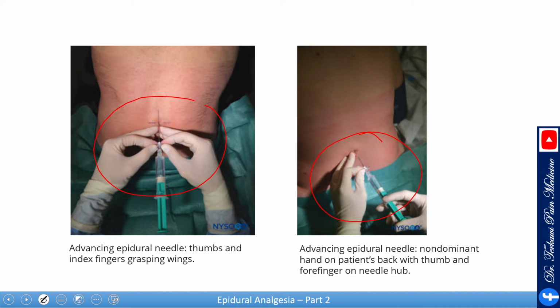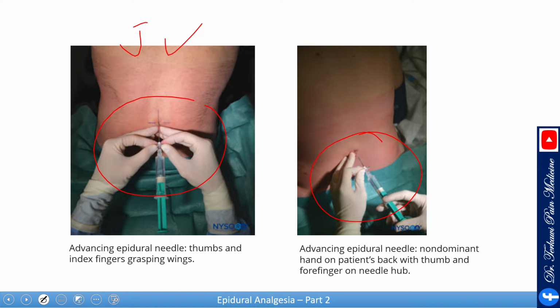My recommendation, if you are just starting to do this, like a junior resident, is I would go with this technique. You probably have more control. Once you engage the ligament, you go millimeter by millimeter. And this is what I suggest to my residents and fellows.